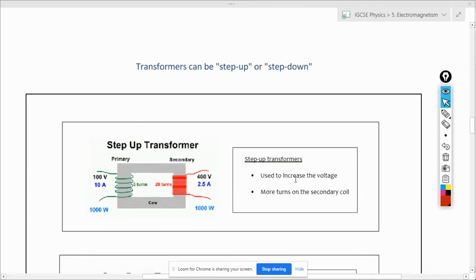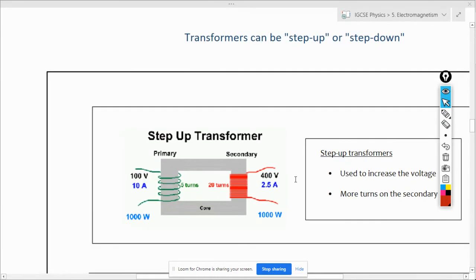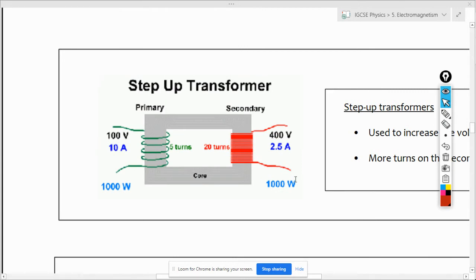Here's something we've already mentioned also. Transformers can be either step up or step down. Here's another example of a step-up transformer. Notice a step-up transformer has more turns of wire on the secondary than the primary. It's stepping up. So this would go from, for example, 100 volts on the primary to 400 volts on the secondary. That would mean there are 4 times as many turns on the secondary as on the primary. To go from 100 to 400, that's times 4.